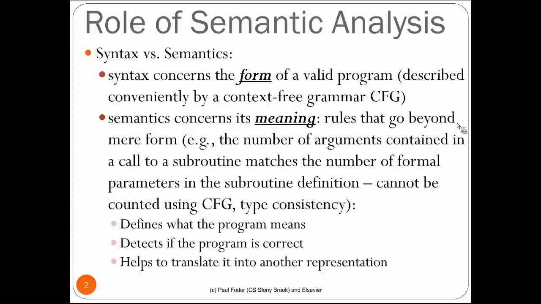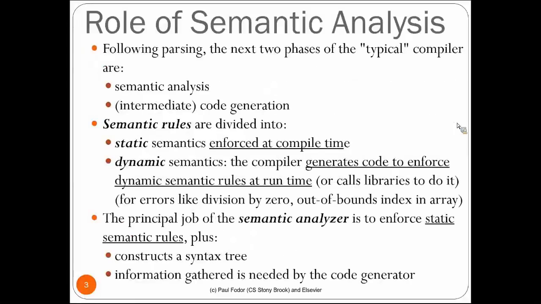So the semantics includes those rules that concern the meaning and defines what the program actually means. It detects if the program is semantically correct and helps in translating this program into another representation, one that can be executed correctly. So today we are going to talk about semantic rules. However, semantic rules are of two different types: static semantic rules that can be checked at compile time, and dynamic semantic rules, those that are basically checked at runtime.